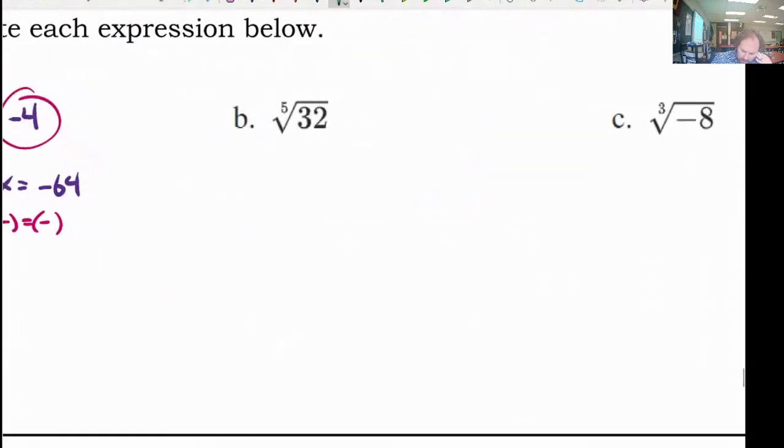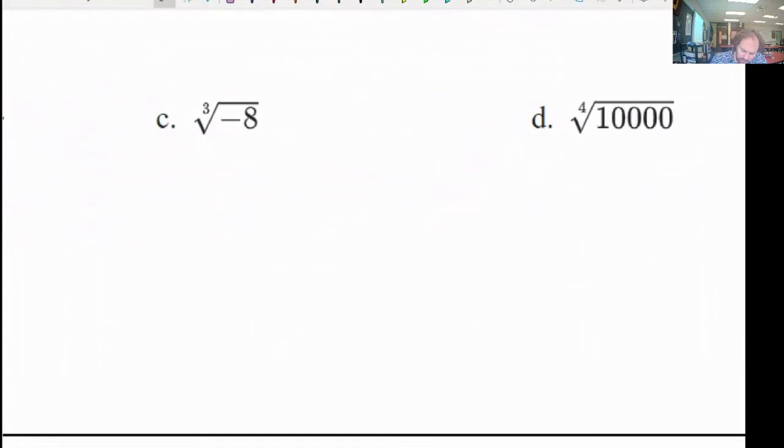Question B is asking, okay, what number times itself 5 times is 32? Honestly, you can guess and check this, or if you know how to use the calculator, you can use math, and then the 5th option is the xth root. You can type a 5 into that, or you could go in your calculator and do 32 to the 1/5 power. This is 2.